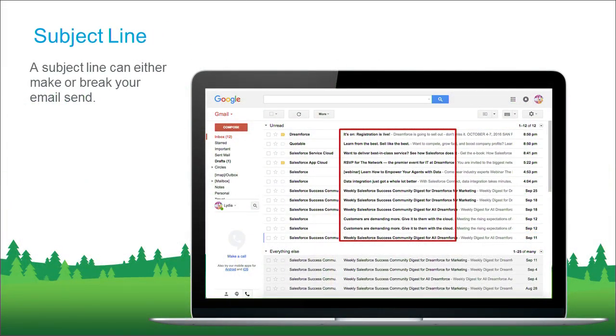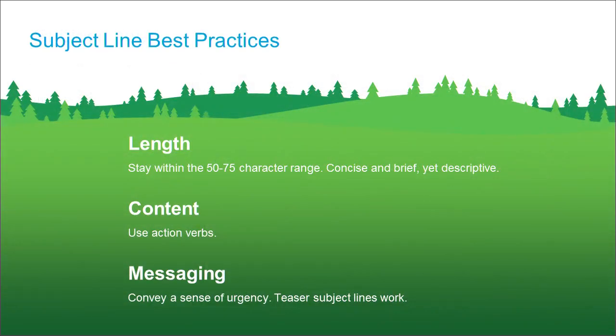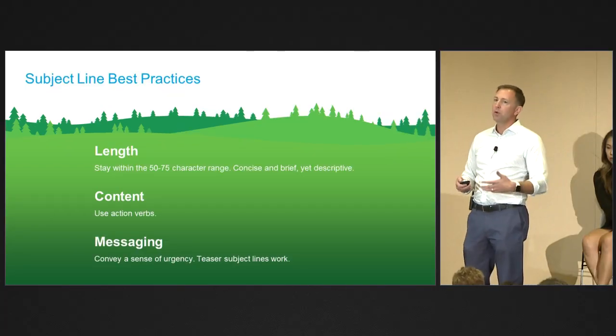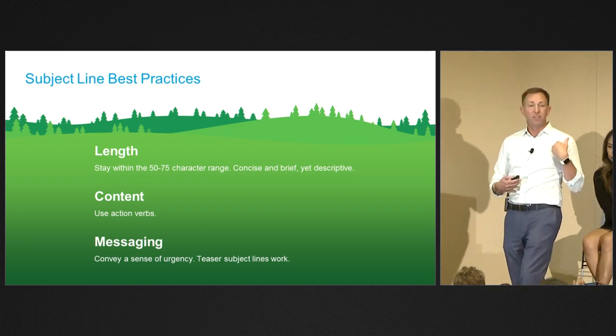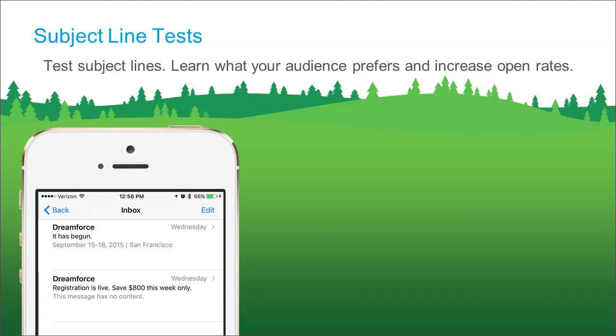Subject line, we'll talk briefly about subject lines. As we talked about the length, length for us is 50 to 75 characters. There's a lot of blog posts that you can find about this. From a content standpoint, use action verbs. Convey a sense of urgency. And a lot of the time when you work with copywriters who write long-form content, they're not giving you the urgency you need because you've got to get them to open that email. And the teaser subject line actually works really well.